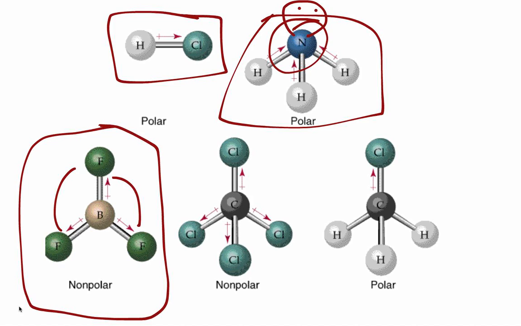It has 3 bonds that are all 120 degrees apart. They're all pulling in equal opposite directions, so they cancel each other out. They have polar bonds, but it's a non-polar molecule. Non-polar molecule here, carbon tetrachloride. But here's an interesting thing.